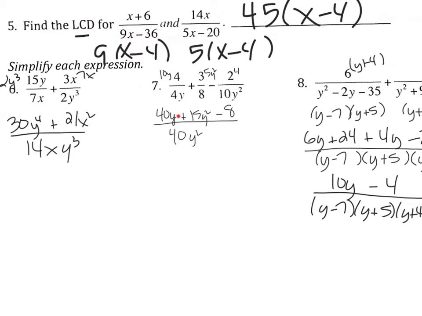What does this denominator need to be the big one? It needs a 10 and a y, so multiply the top by 10y. Put it right there. What does the 8 need? It needs a 5. It also needs the y squared, so multiply the top by 5y squared. Get that. What does this one need?